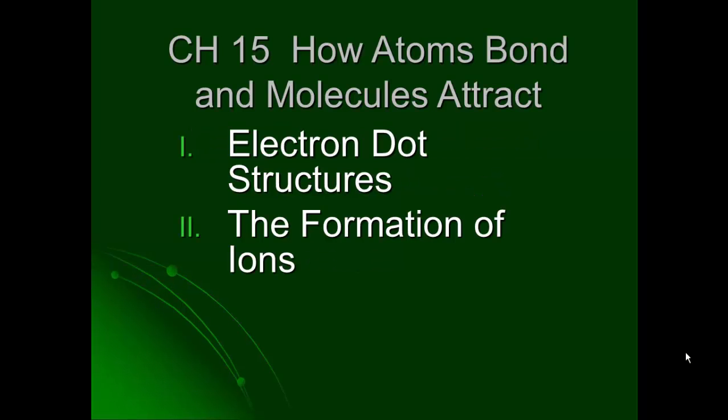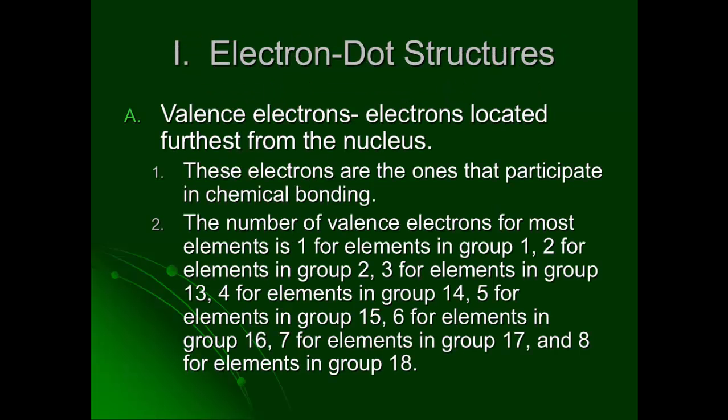Welcome to Chapter 15. We will begin by talking about electron dot structures and the formation of ions. So the first thing we need to talk about are valence electrons. These are the electrons located in the shell that is furthest from the nucleus. These are the electrons that participate in chemical bonding.